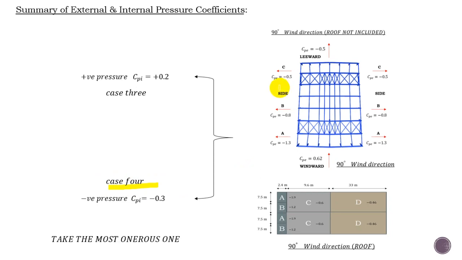Alright, that makes it. For the next part, we're going to calculate the internal pressure and the external pressure, and then we're going to find out the net surface pressure on our industrial portal frame.